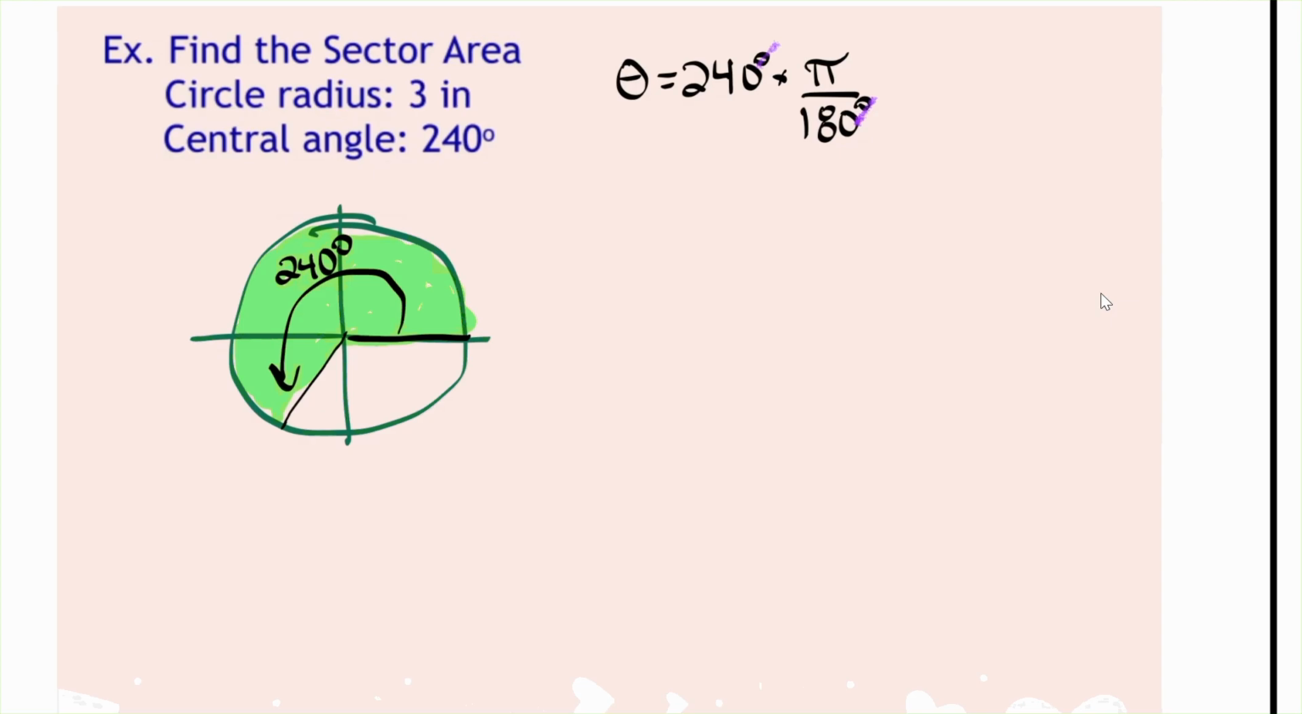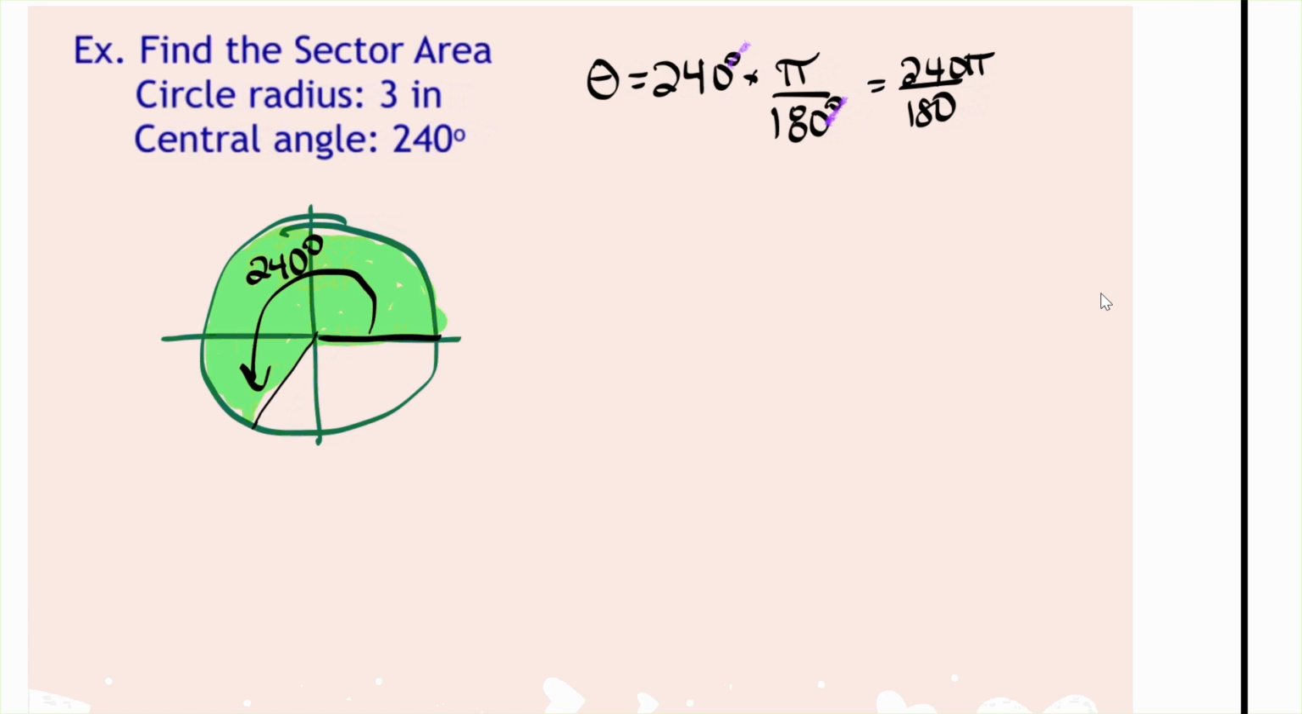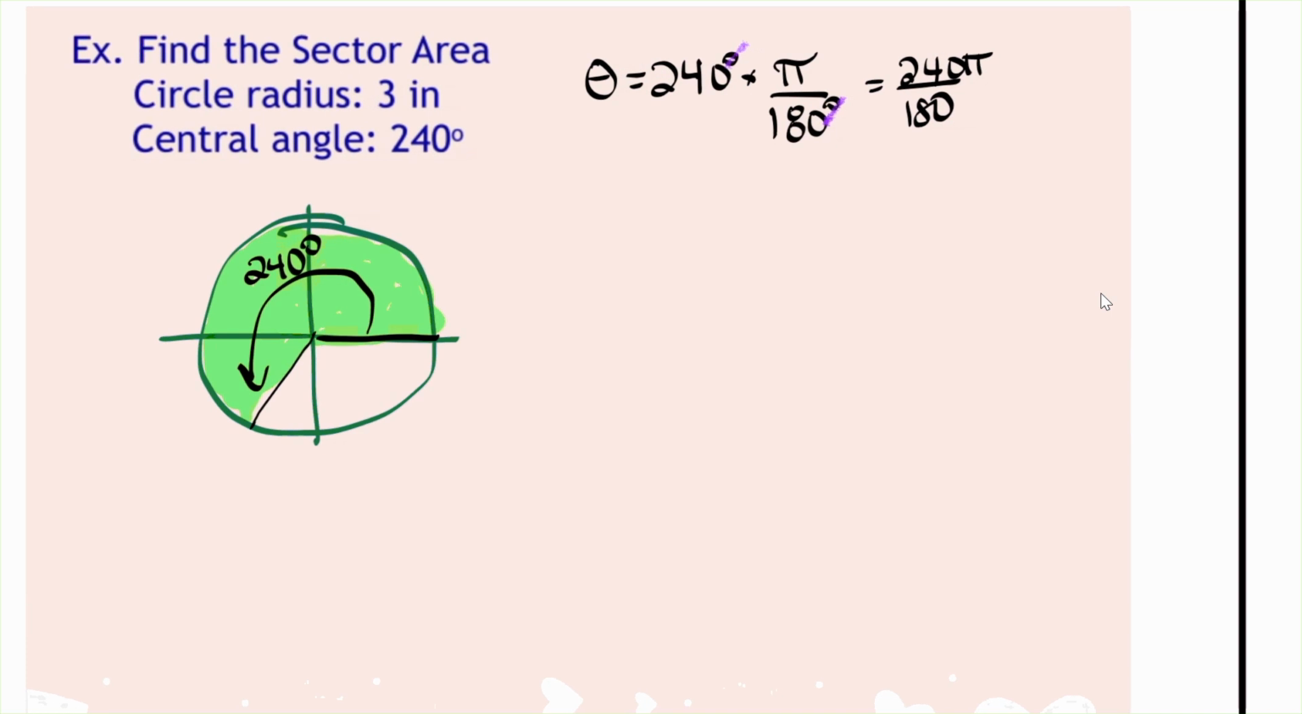So I'm going to reduce the fraction. I get 240 pi over 180. Initially, to reduce, I'm going to divide by 10. So I get 24/18 pi. And then I know 6 goes into each of these. I think 6 is the highest. So if you divide top and bottom by 6, I get 4 pi over 3.